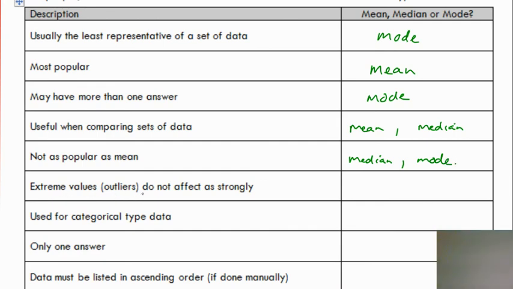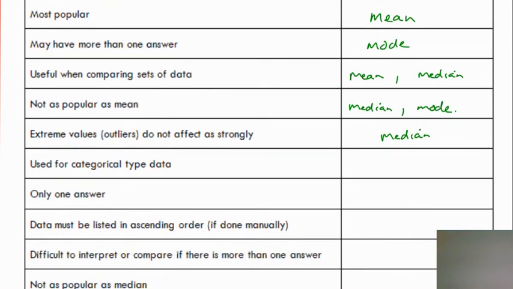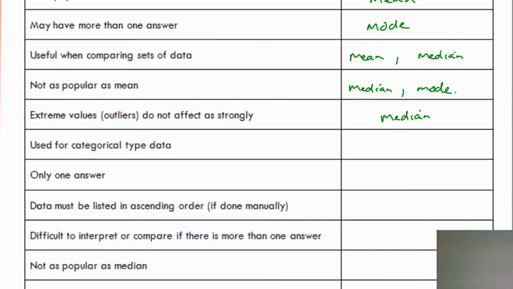Extreme values like outliers do not affect it as strongly. Okay, so we said that. So if we're worried about outliers skewing our average, we could avoid average by going with the median in this case. Okay, what if we use for categories like type of ice cream flavors, your favorite type? Then we said the most frequent one will stand out as the mode.